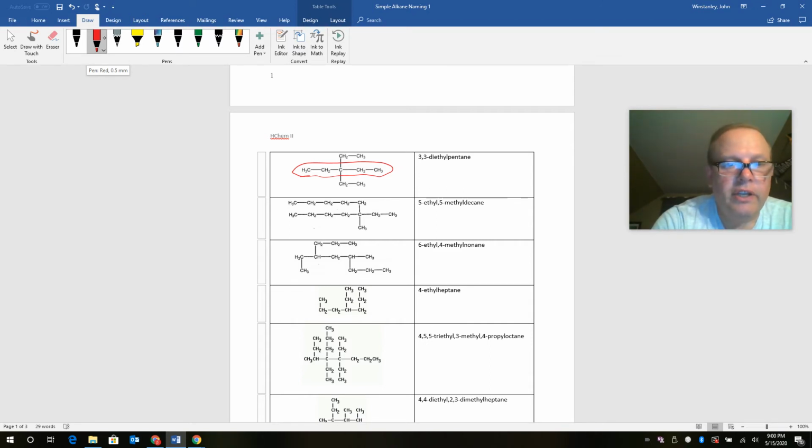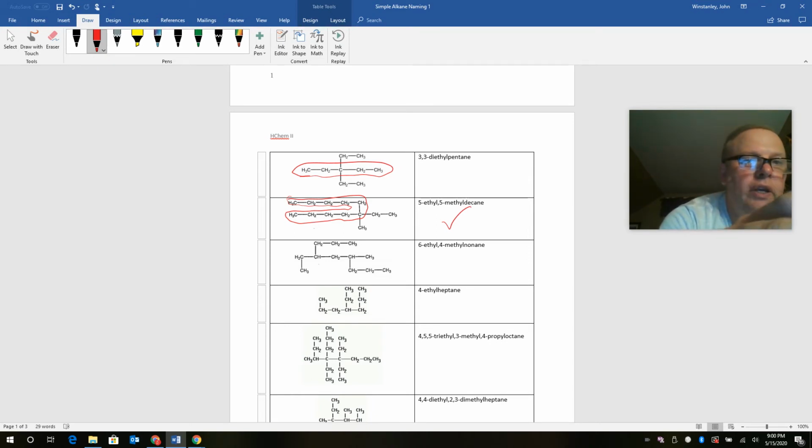So I've got to find it. And I think it's 1, 2, 3, 4, 5, 6, 7, 8, 9, 10. So it's going to be this curvy thing like this, which means I have an ethyl and a methyl group off of here. So it's 5-ethyl, 5-methyl decane. There we go. Okay, this one is 9, and it really kind of winds its way through.